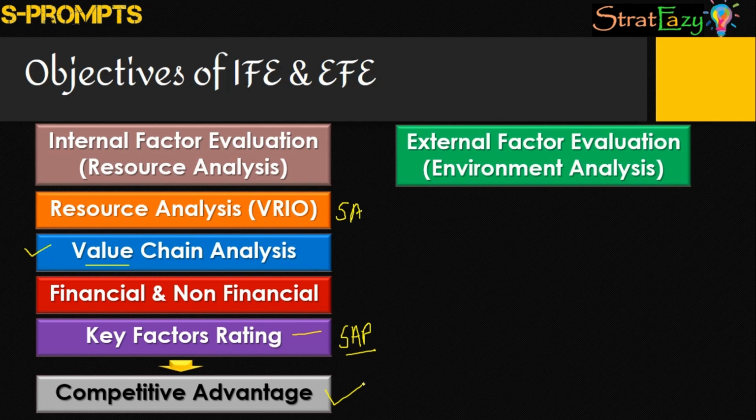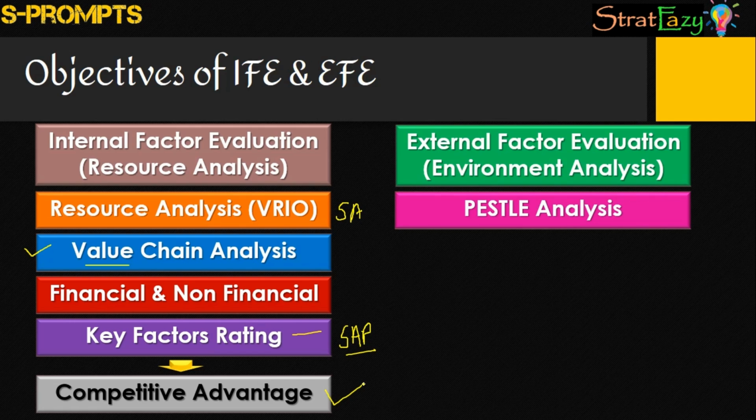Then we will go for external factor evaluation, that is doing the external environmental analysis. We will make use of PESTLE analysis, which will help us analyze political, economical, socio-cultural, technological, legal and physical environmental factors. And after this external factor evaluation, that is PESTLE factor analysis, we will be able to understand whether there are opportunities or threats present in the external environment.